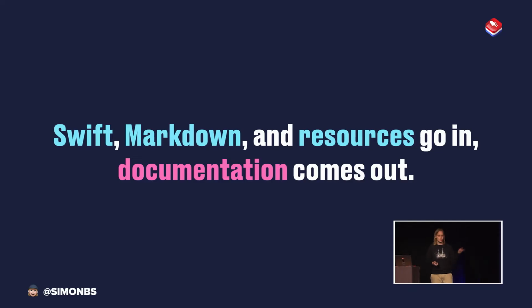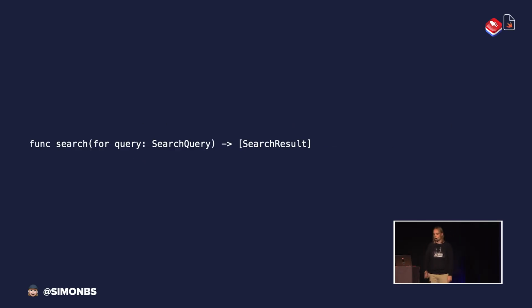So, in summary, Swift, Markdown, and resources go in, documentation comes out. Let's take a look at an example of documenting a function using DocC. We have this function called search. It takes a single parameter as input, query, and it returns a list of search results. Now, if we run this function through DocC, generate the documentation for it, we get this.